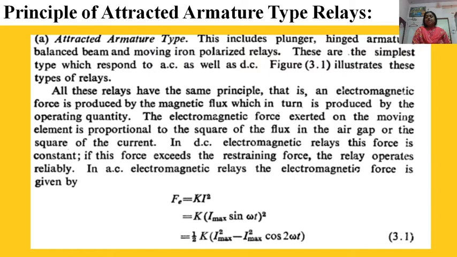Now in mathematics, sine square omega t can be written as 1 minus cos of 2 omega t divided by 2. So this is replaced by this equation. In the first part, that is 1 by 2, K is common, I max square minus I max square cos of 2 omega t. This first term is a constant term, while this second term is a time dependent quantity, which pulsates with double the frequency, because it is cos of 2 omega t.